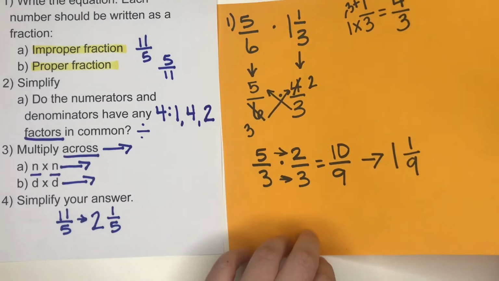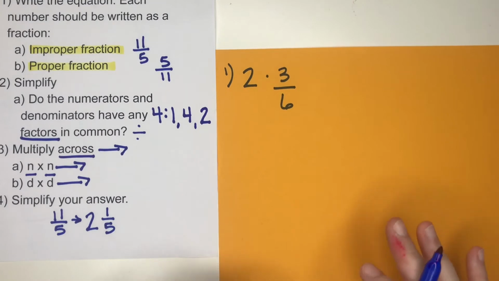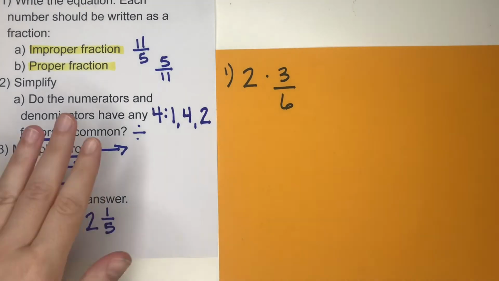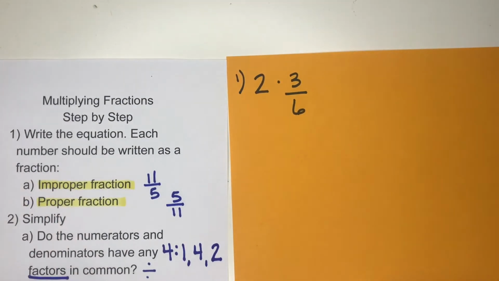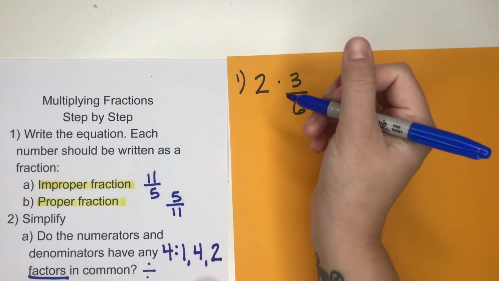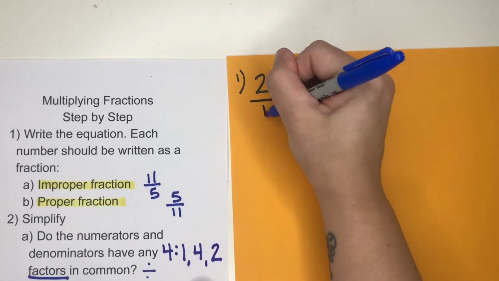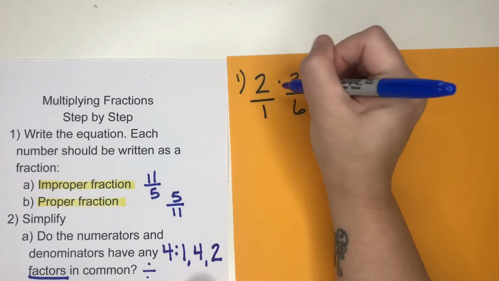All right, let's look at another problem. This problem, I noticed right off the bat, has a whole number and a fraction. And my first step says that each number in my multiplication problem should be written as a fraction. So for my whole number, to write it as a fraction, I simply put it over 1, because this is telling me that I have 2 ones, and that is a whole number.